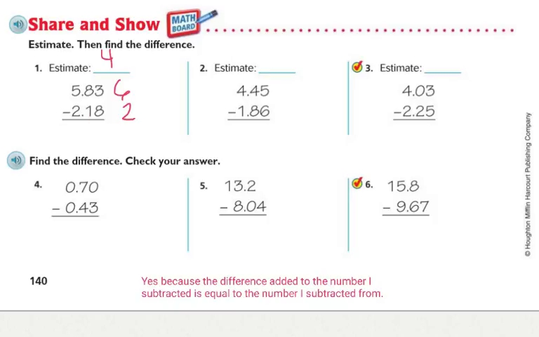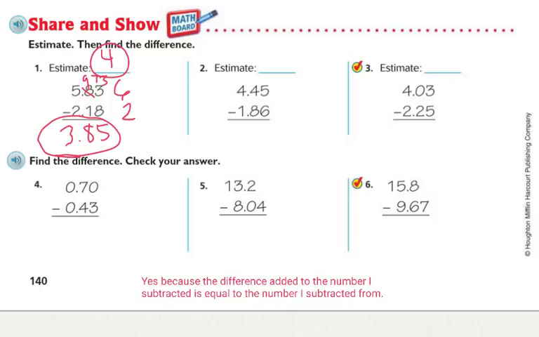Now in the first problem, I can't take 8 from 3, so I'm going to have to borrow. I'm going to make this become a 13, and I'm going to borrow one of my tenths, making it be a 9. So 13 from 8 is 5, 9 from 1 is 8, bring my decimal, 5 from 2 is 3. So my answer is 3.85, which is really close to the estimate of 4.